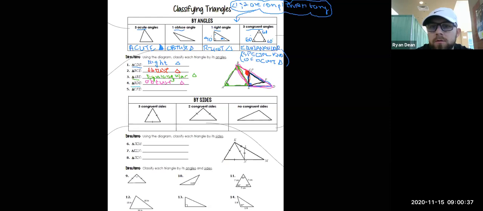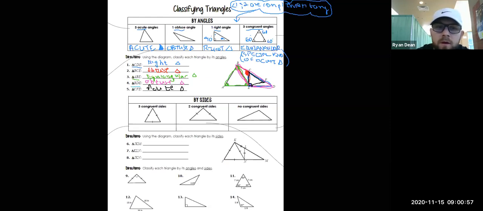And the last one, we'll just do this one in black, CFE, C to F to E. Okay, we know that this one was 90, right? So when we take away from it, it's going to be acute. This is a linear pair. This is going to be acute. So this one is also going to be acute. So we have 3 acute angles, acute triangle.